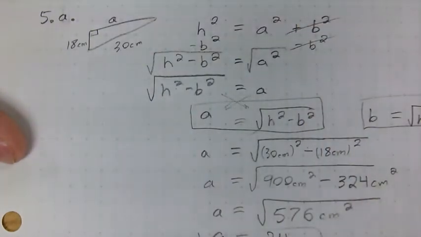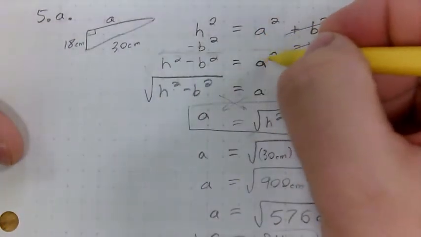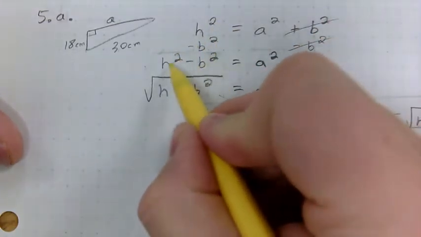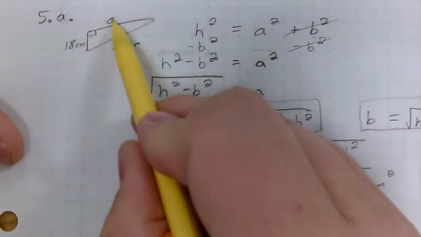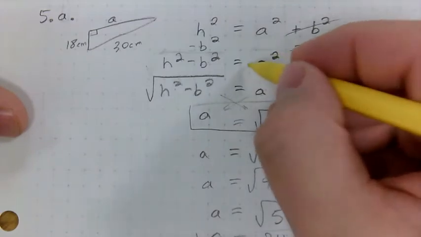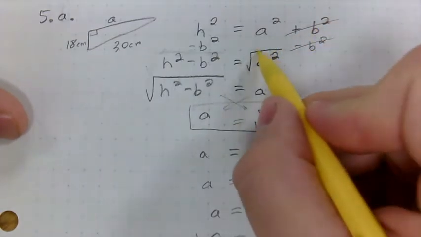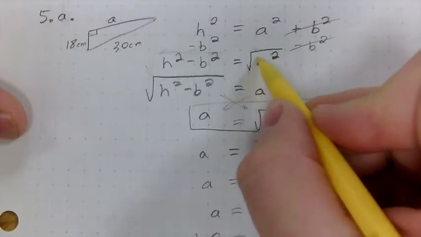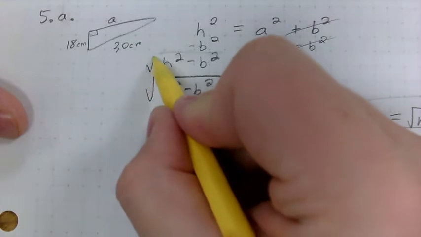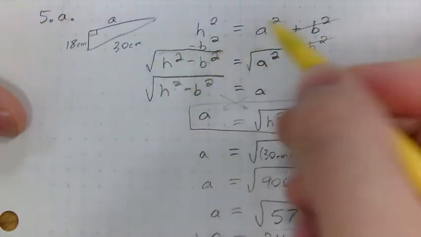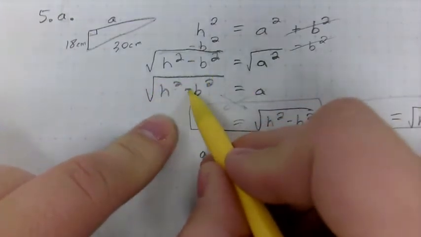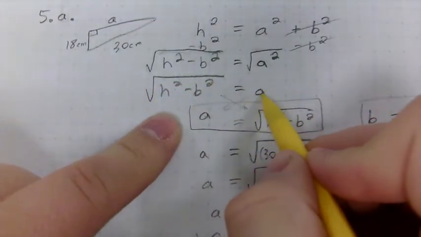I'm just going to erase something. We're left with a squared over here, and we had h squared subtract b squared. But we want to get a by itself because we're trying to find a, this side here. So what do we need to do? We need to square root this side, because the square root of a square is the thing inside. So this side will equal a. But if we square root this side, we also have to square root the other side, the whole thing. So we figured out that the square root of h squared subtract b squared is equal to a.